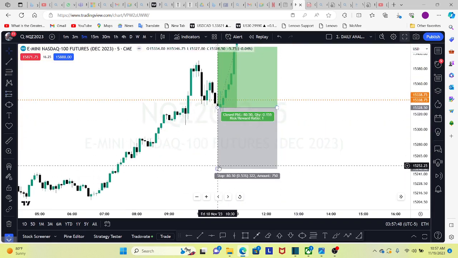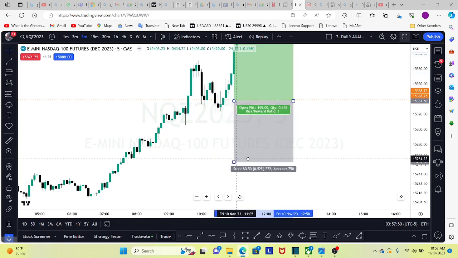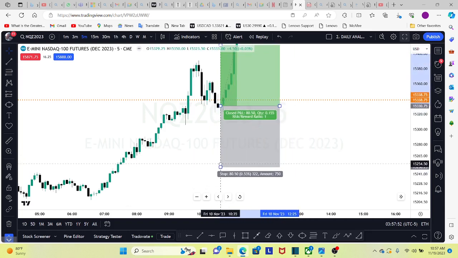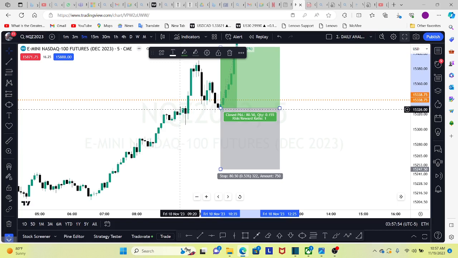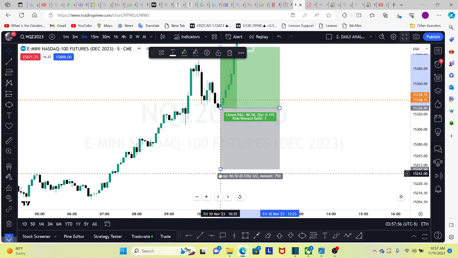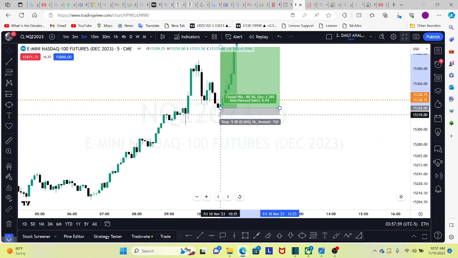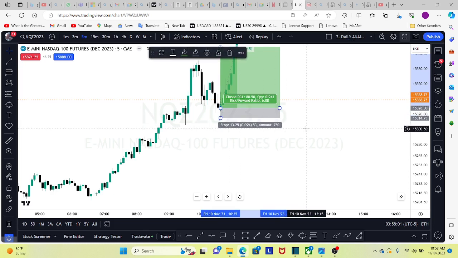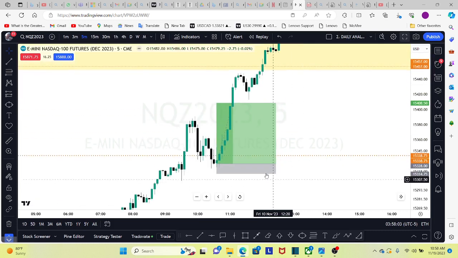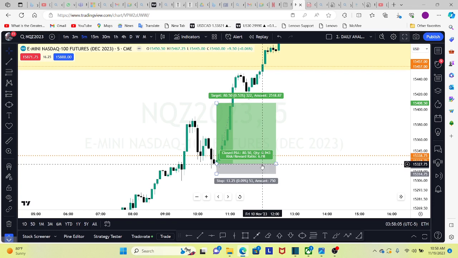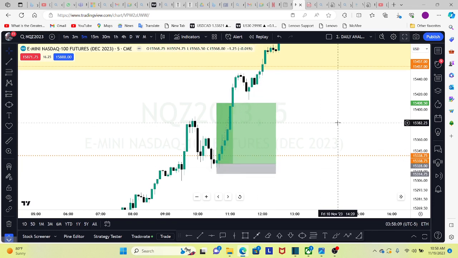The consequent encroachment below is what I would like. It's where I like to put my stops. Then my entry based off the order block right here, just a little bit below the consequent encroachment there. Then you have like there.